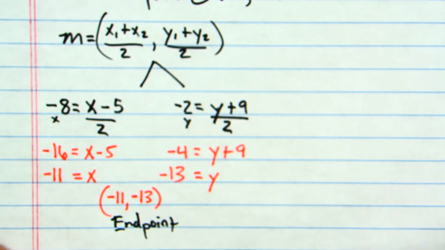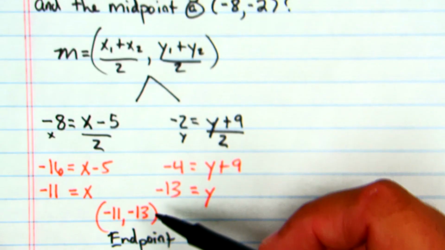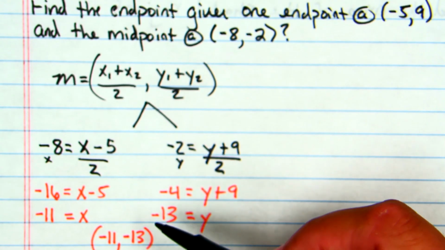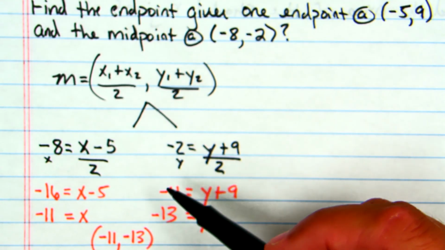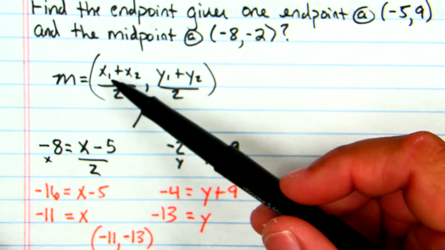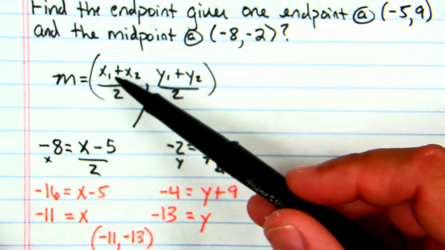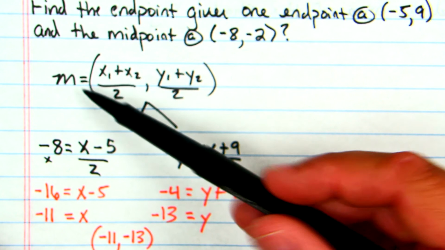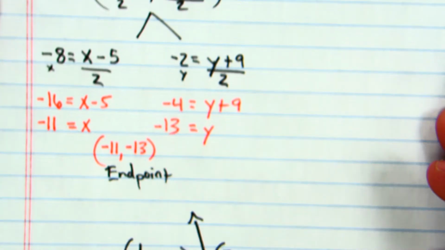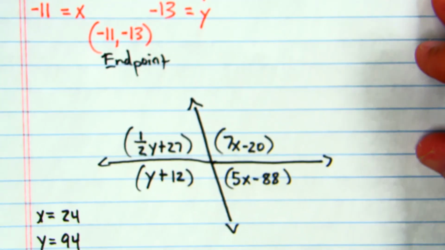The only difficult part of that problem is that it did not give you two endpoints. It gave you a midpoint and an endpoint. If it had given you two endpoints, you would have just plugged them both in here, added them, divided by 2, and it would have given you your midpoint. So it's a lot easier when you're looking for the midpoint.